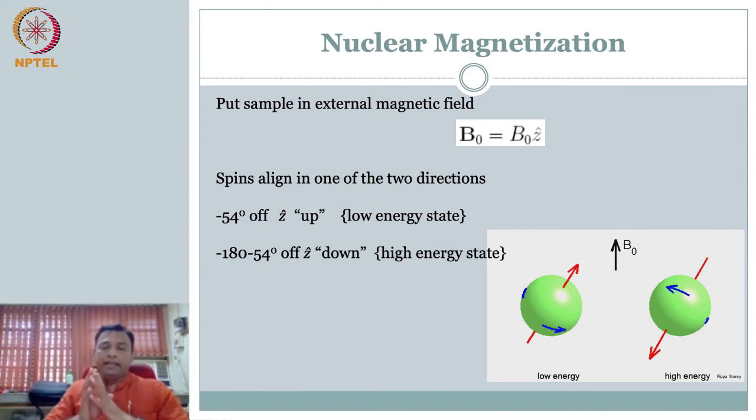So what happens is, in the case of nuclear magnetization, when you put the external magnetic field, let's call it B naught cap. The bold represents that it is a vector, so it has a magnitude B naught and a direction Z. The spins align in one of the two directions, and as you would have guessed, there will always be a preference for the low energy state. In this case, low energy is considered to be the up direction.